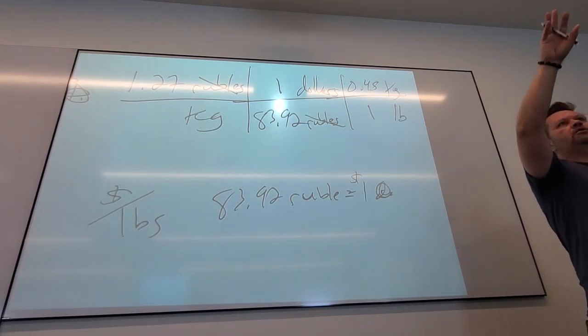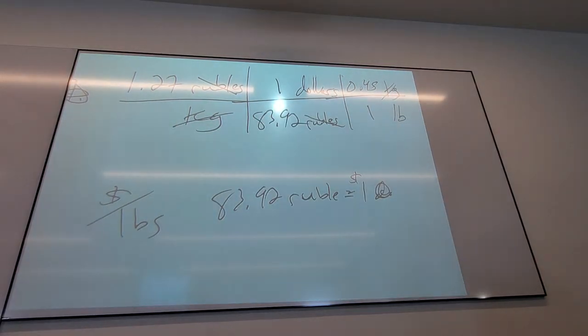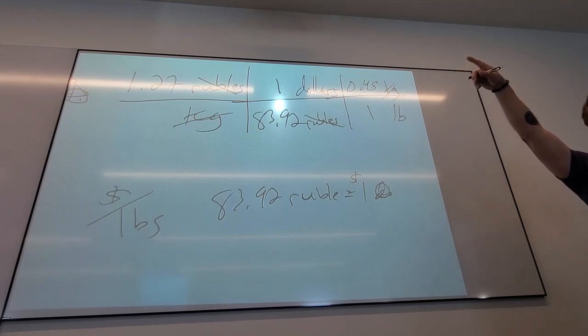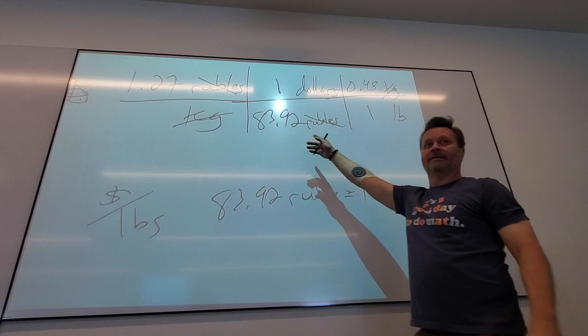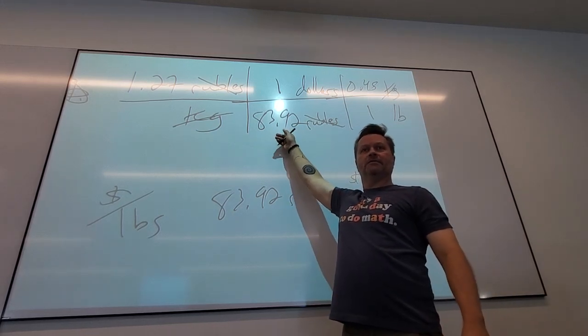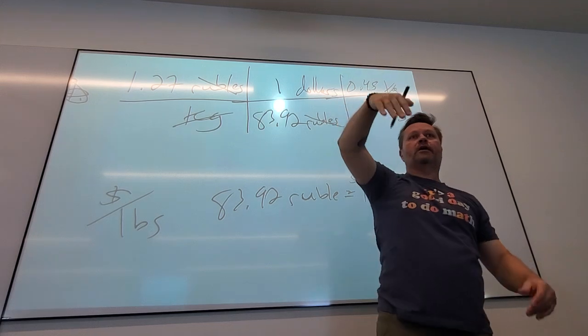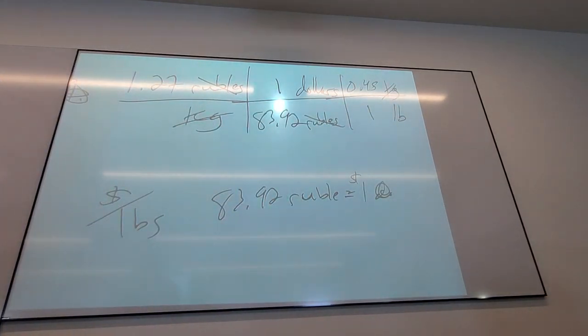So what are the units that are left alive? Dollars per pound, yes? Okay, good. So what are you going to put into your calculators? 1.27 divided by 83.92 times 0.45. Yeah, so if it's on the bottom, you hit the division button. If it's on the top, you hit the times button. Yes, that's it. It's almost too nice to believe.